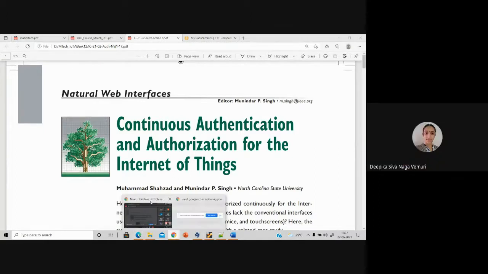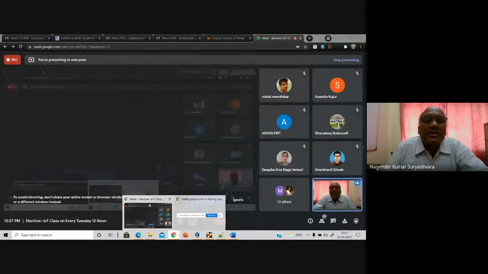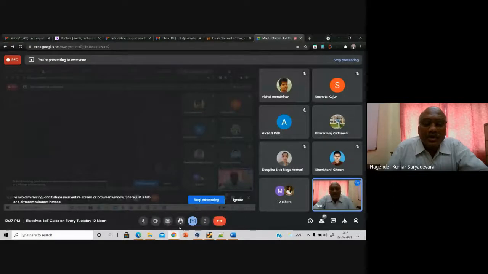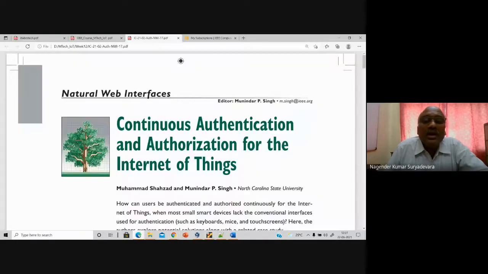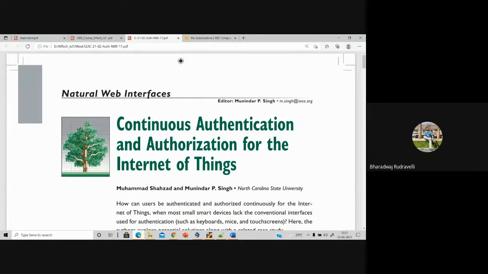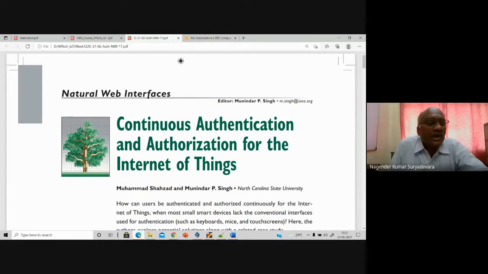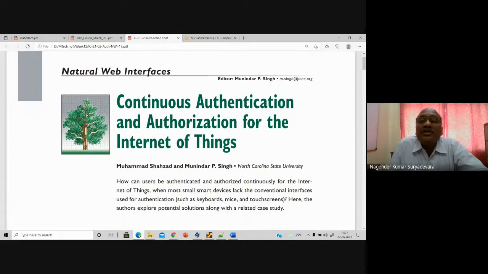Yes, sir. Are you able to see this particular paper, Continuous Authentication and Authorization for the Internet of Things? Are you able to view this paper? Of course, I'm going to discuss this paper now. Anyway, it is not a boring paper, don't worry. It is a very interesting paper, and new ideas can come out, and I expect something at the end of the discussion. So please focus on listening to this particular discussion on this paper.